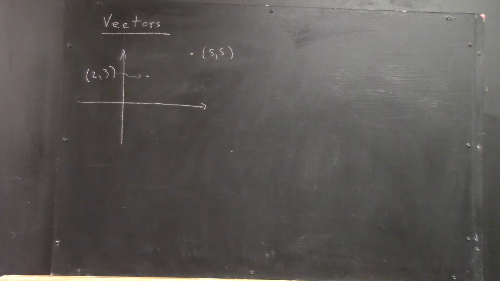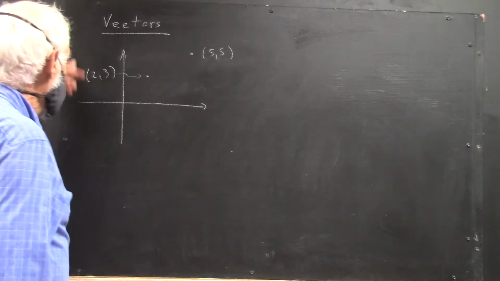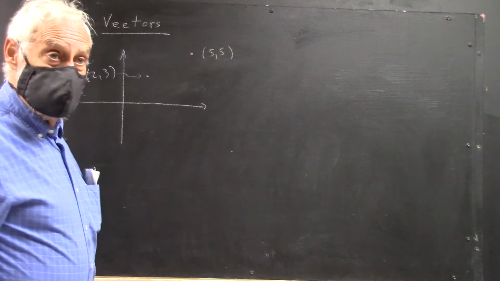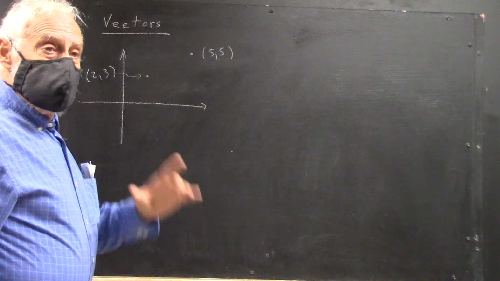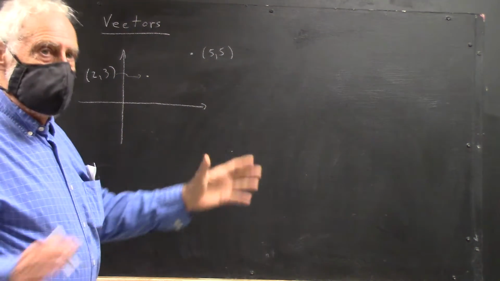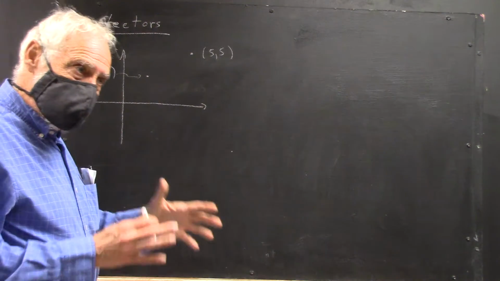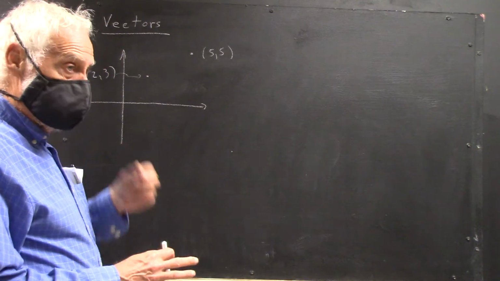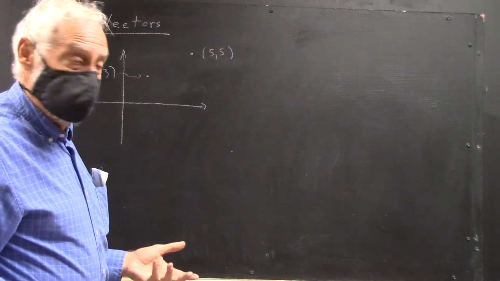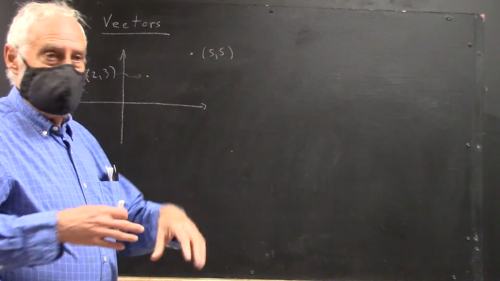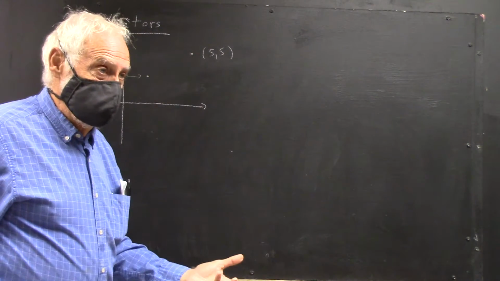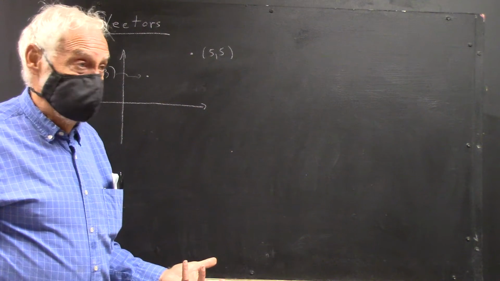Okay, so we want to talk a little bit about vectors. And I have here points 2, 3 and 5, 5 in the plane. Now, vector has a more general definition than what we're going to give it here, but we'll start with a very concrete definition in 2 dimensions, and then we'll build to see how you could do it in 38 dimensions if you wanted to. You can't draw it.